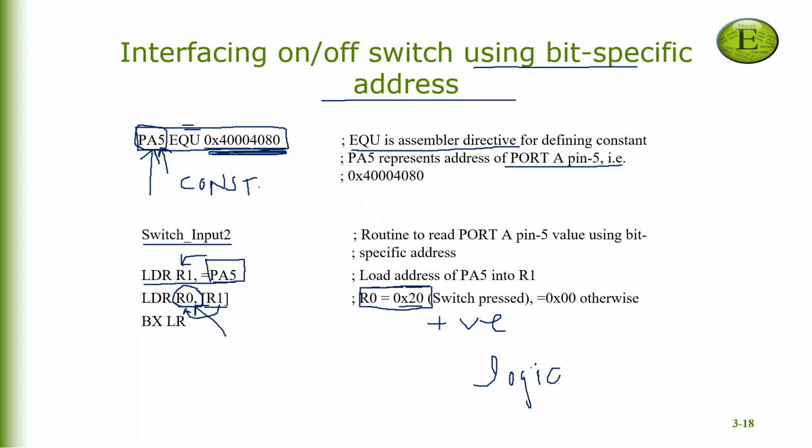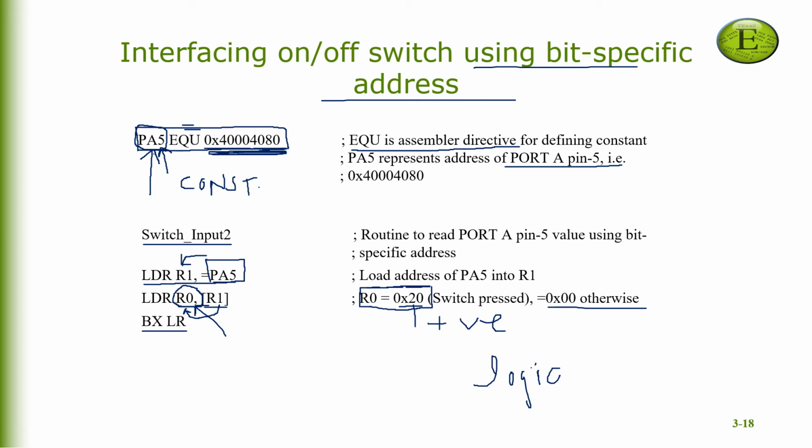There's only one value that is at bit number 5 position. That's when the switch is pressed. And if the switch is not pressed, then the port is pulled down to the ground. It contains 0 at pin number 5, and all other bits of R0 are also 0. And then return to the caller.